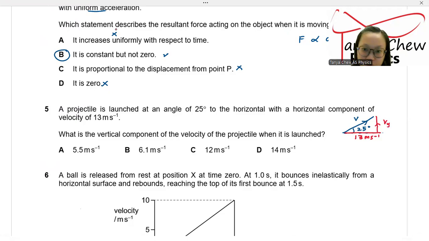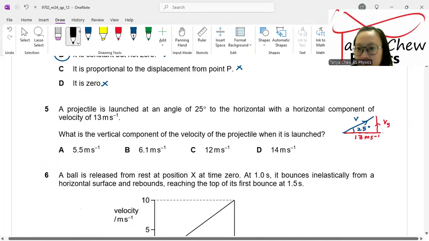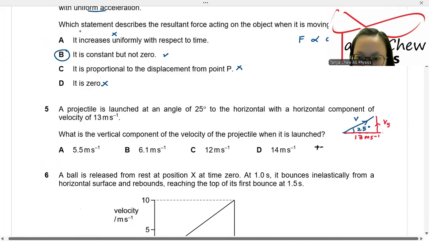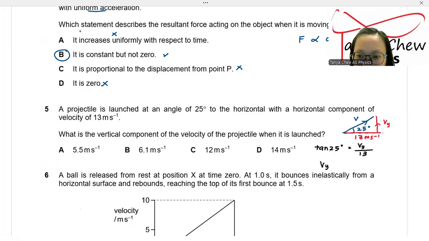So they ask you, what is the vertical component, Vy, of the velocity of projectile when it is launched, right? So you see, this is about x and y. I'm going to use opposite over adjacent. I'm going to use tangent 25. Opposite is Vy divided by 13. So Vy is equal to 13 tangent 25. Just use your calculator. You should be able to get 6.1 meter per second. B is the answer, remember.